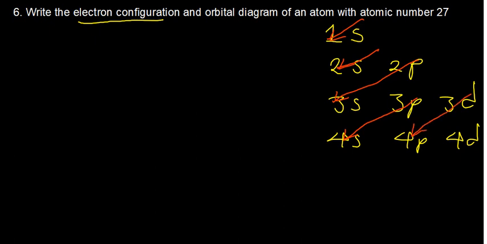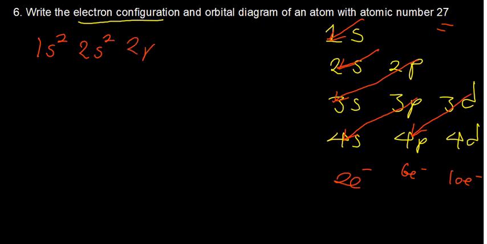Now writing the electron configuration for something that has an atomic number of 27, the first thing we need to understand is the s sub-level always fills up with 2 electrons. The p always gets filled up with 6 electrons. The d will always get filled up with 10 electrons. So we first get the 1s, fill it with 2 electrons. We go to the 2s, that will also be filled with 2 electrons. And then we go to the 2p, that will be filled up with 6 electrons.